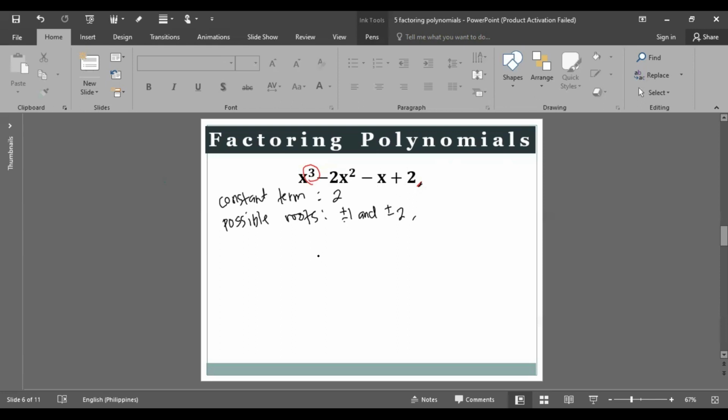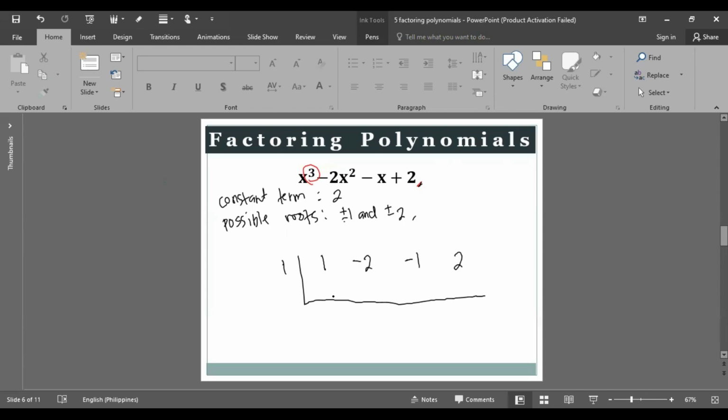So we have, for the first numerical coefficient 1, we have negative 2, second numerical coefficient. We have negative 1 for the third numerical coefficient. And lastly, we have 2. Then, we draw lines like this. Then let's have positive 1 first. Saan galing si positive 1? Dito sa possible roots. So dito muna tayo sa positive 1.